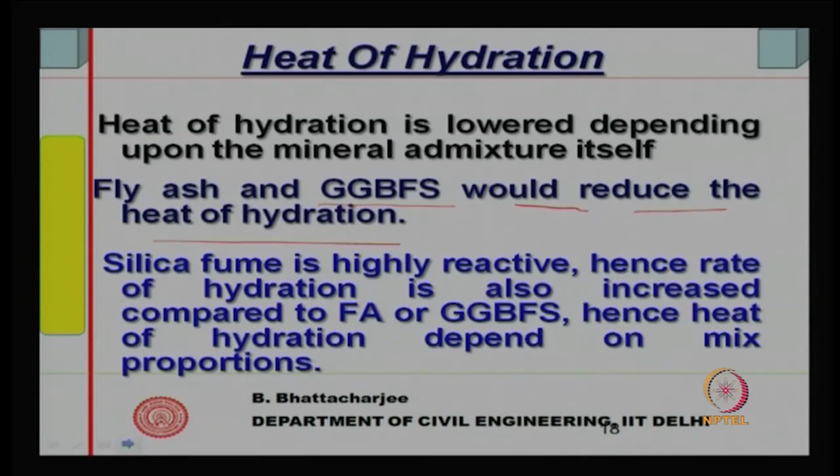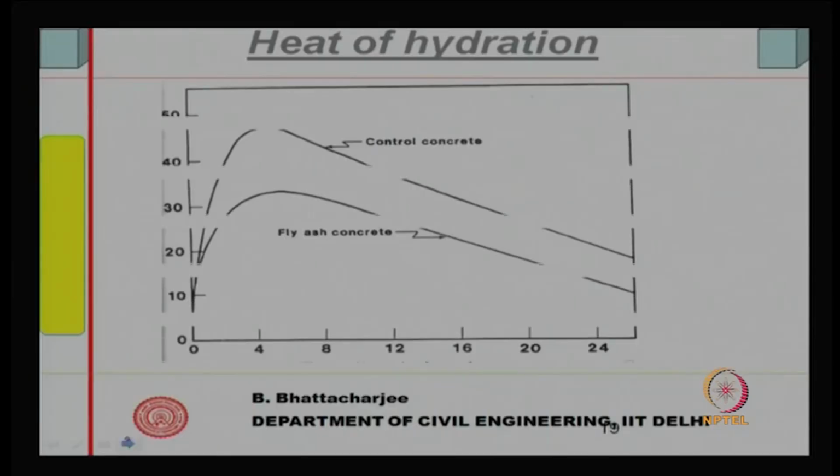Silica fume, of course, is highly reactive, hence the rate of hydration is also increased compared to FA or GGBFS. Heat of hydration depends on mix proportion. If you have high cement, obviously it will produce more heat, and it also depends upon how much C3A you have, because C3A is the major contributor to heat of hydration. It produces the maximum heat of hydration, that is what we have seen. So, some comparative diagram we can look into for heat of hydration.